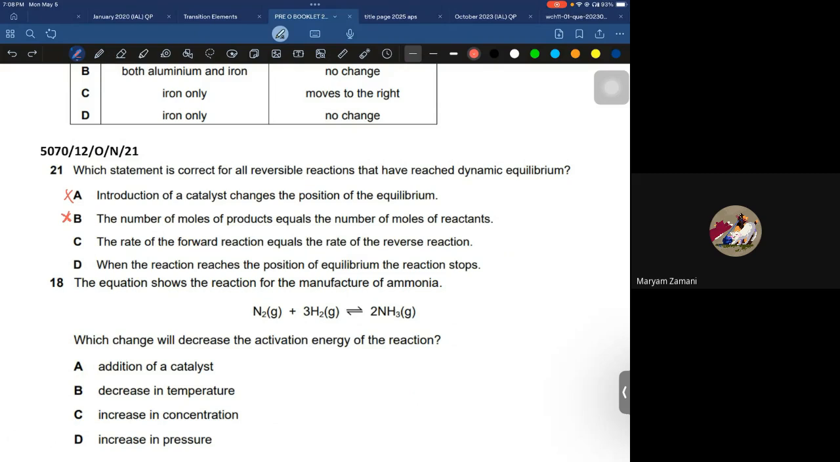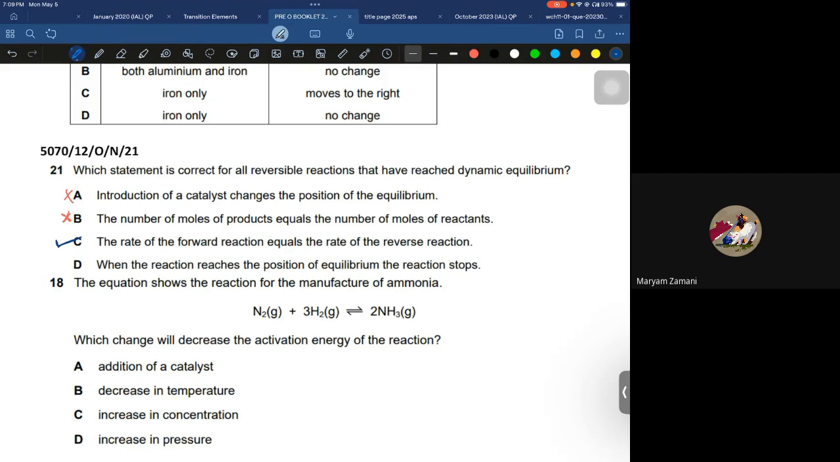Then we have to check option C. The rate of the forward reaction equals the rate of the backward reaction. Yes, this is true for all reversible reactions that have reached dynamic equilibrium. In fact, this is the definition of dynamic equilibrium. Whenever the examiner asks you to define dynamic equilibrium, you write that the rate of the forward reaction is equal to the rate of the backward reaction.